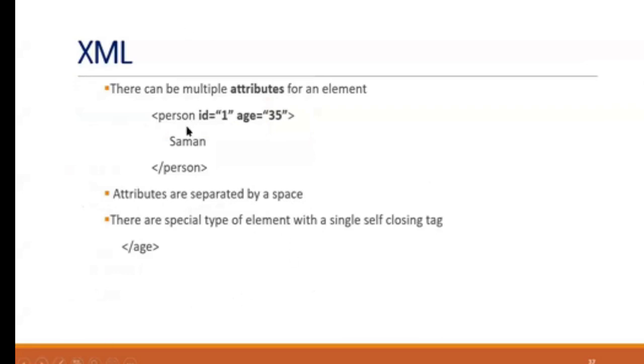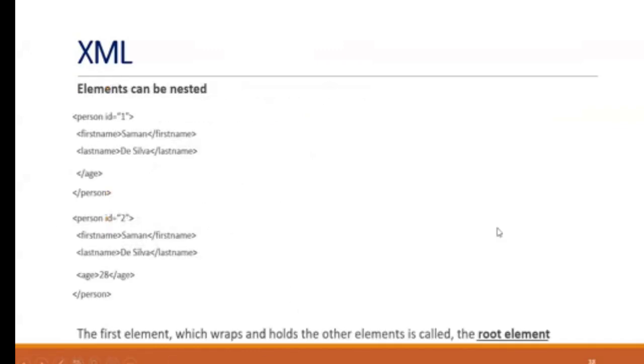So like I said, there can be multiple attributes. So ID is 1, age is 35, value of that element is someone. We are closing the element like this. So let's say we have records of 10 people, but for some people we don't have age, but for some people we have the age. So in that case, how can we do it?